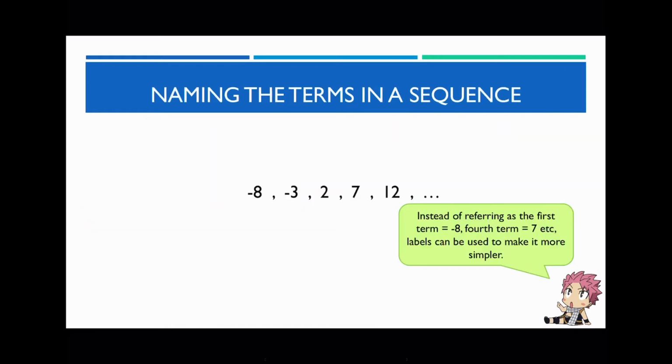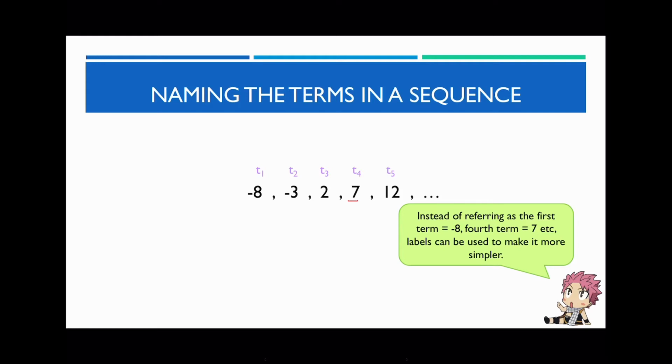I've got -8, -3, 2, 7, 12. So that's our sequence over here. And instead of referring to it as the first term, for instance, which is -8, or the fourth term in this case, which is 7, there's a way that we could make it a bit more simple to label it. So we're going to be using labels. The way that we label it is by using the letter T. Now we use the letter T because each of these numbers are terms.